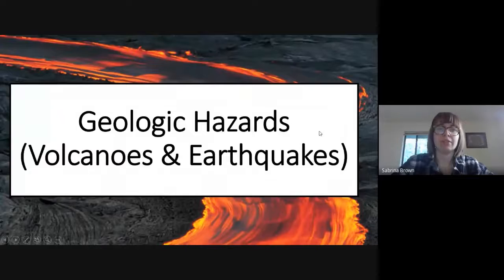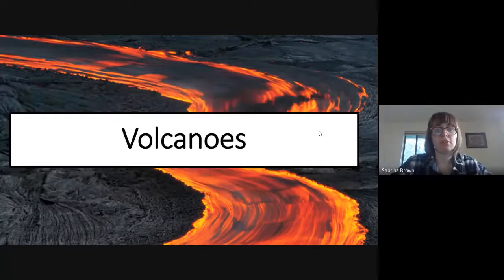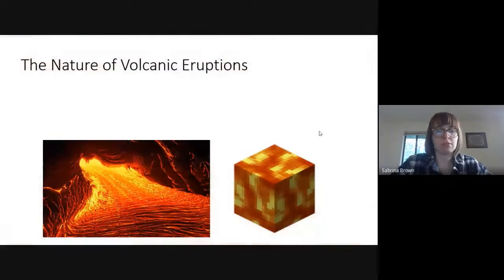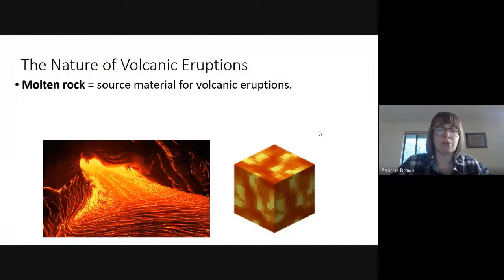Hey everyone, so today's lecture is about geologic hazards, and specifically we'll be talking about volcanoes and earthquakes. So let's start off with volcanoes. Remember, volcanic eruptions have a source material, and that source material is molten rock.